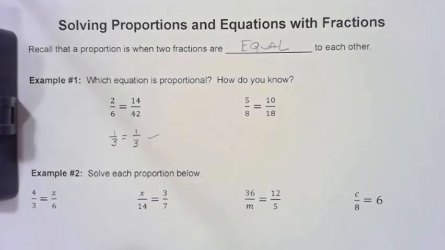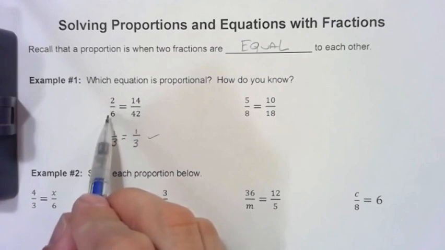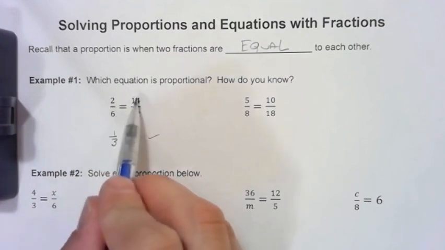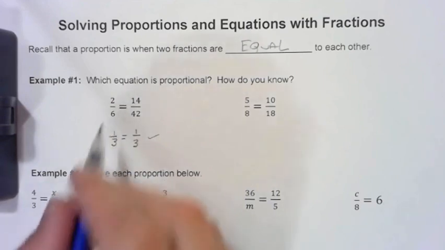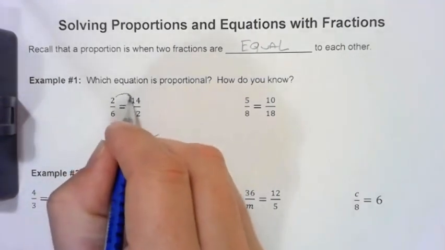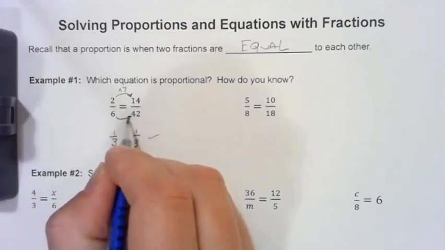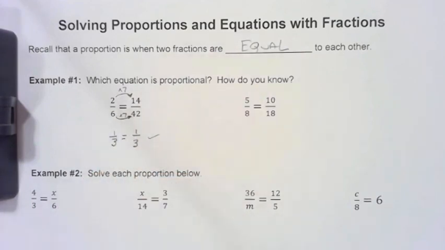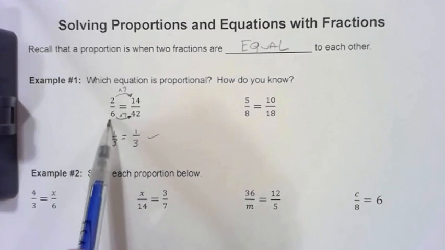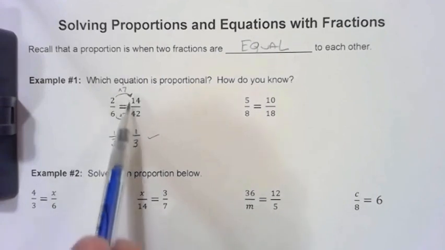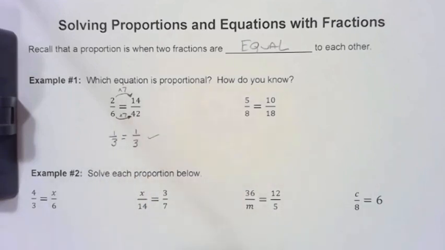All right. Another thing that you could do is see how you get from the numerator of each fraction as well as the denominator of each fraction. If you do the same thing to the numerator and denominator, then these two ratios have to be equal. To go from 2 to 14, you would have to multiply by 7. And to go from 6 to 42, you again would have to multiply by 7. So that also confirms, because I did the same thing to the numerator and the denominator of the first fraction, it gets me to the value of the second fraction, that this is a proportional relationship.